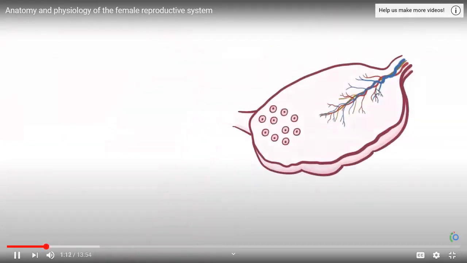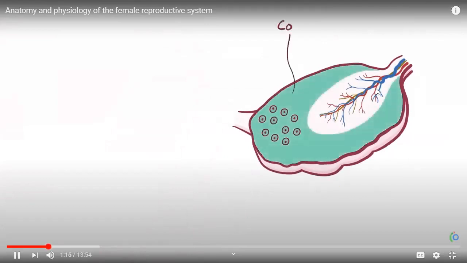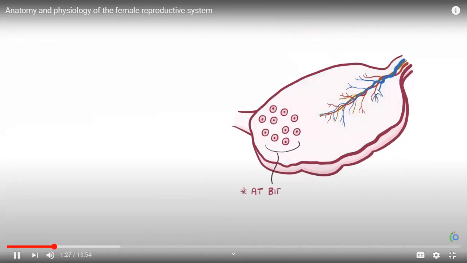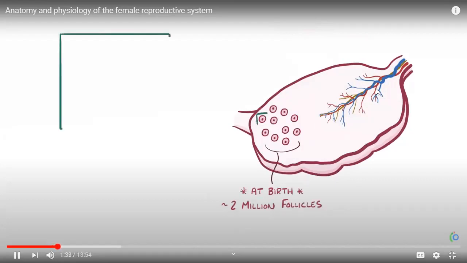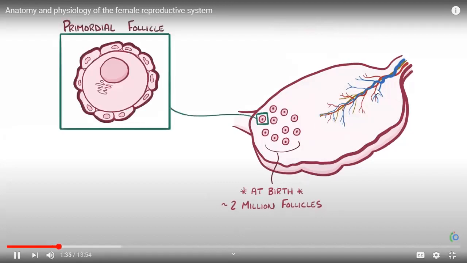If you slice the ovary open and look at it, don't try this at home, there's an outer layer called the cortex, which has the ovarian follicles scattered throughout it, and an inner layer called the medulla, which contains most of the blood vessels and nerves. At birth, the ovarian cortex has around 2 million follicles. That's roughly the population of Paris, and they're called the primordial follicles.